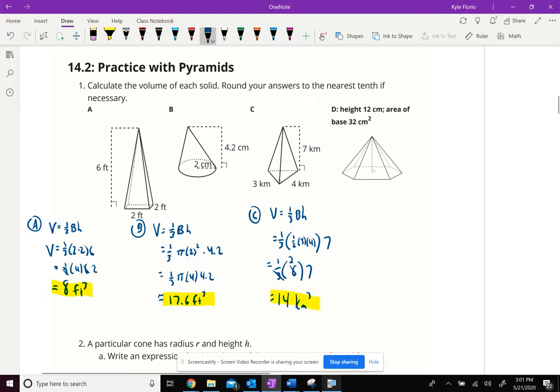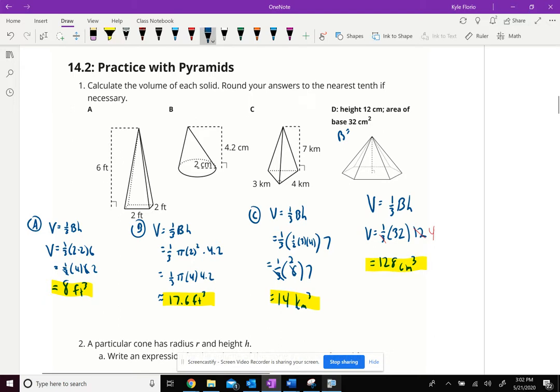Last one, we know the height is 12, and the area of the base is 32 square centimeters. The fact that they're giving us the area of the base, we don't even have to find it. That's wonderful. The volume is 1/3 the area of the base times the height because we have a pyramid. Even though it's a 1, 2, 3, 4, 5, 6, even though it's a hexagon, we know that the area of the base is 32. So it's going to be 1/3 times 32 times the height, which is 12. Let's see. 12 divided by 3 is 4, so I need to do 4 times 32. That's 128. And we're in centimeters, so that's cubic centimeters.